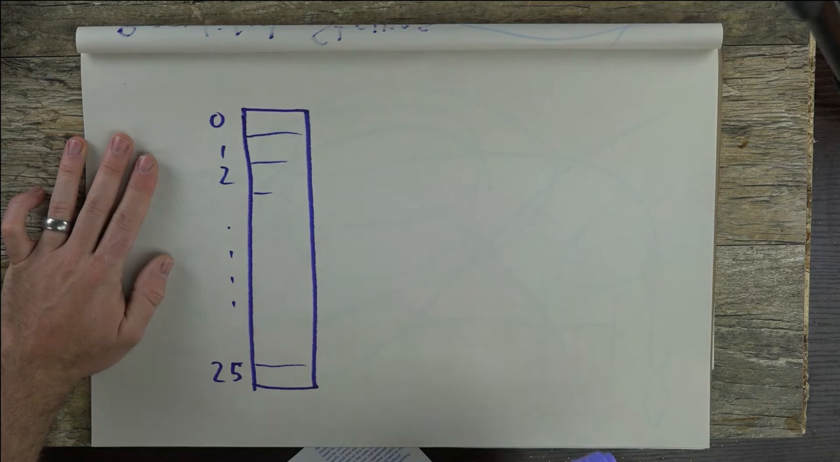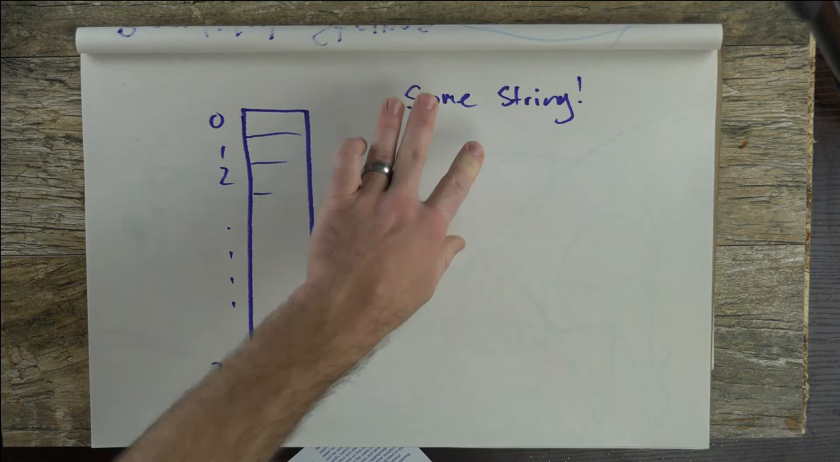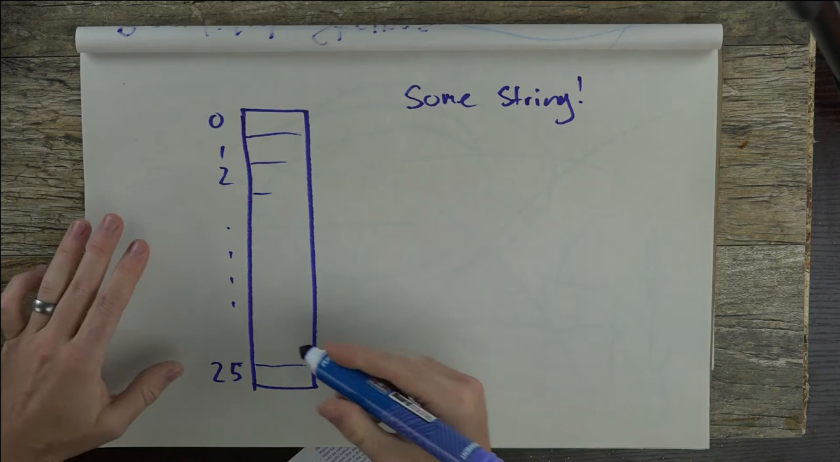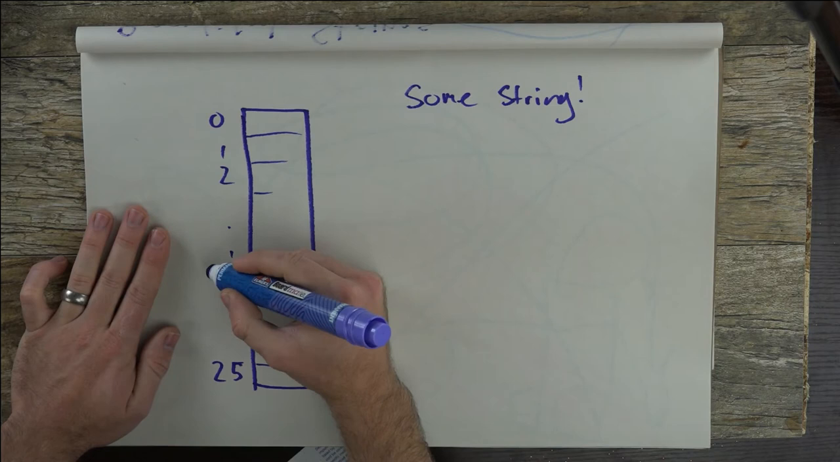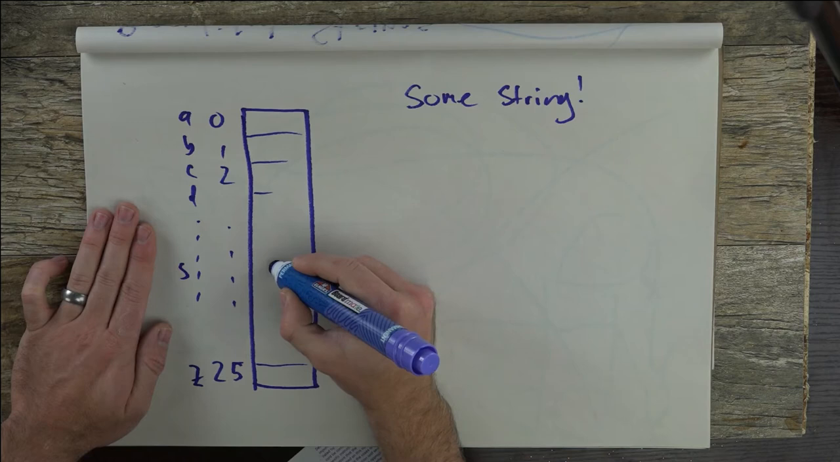So if we have our string, let's just write some string, and we are going to count each character. So say we have, what number is S? Somewhere down here, because these correspond to A, B, C, D, all the way to Z. So for S here, we see that we have 2, so we'll put a 2 here. And we have a bunch of other 1s right here.